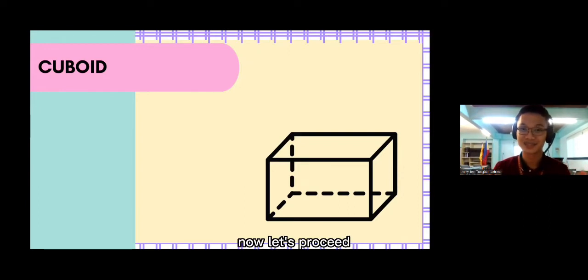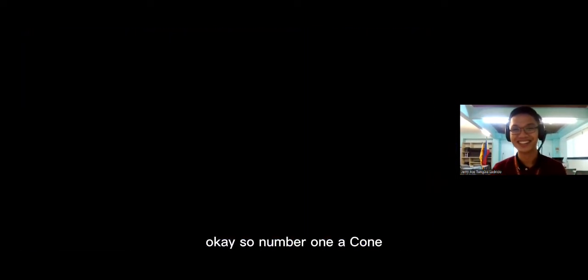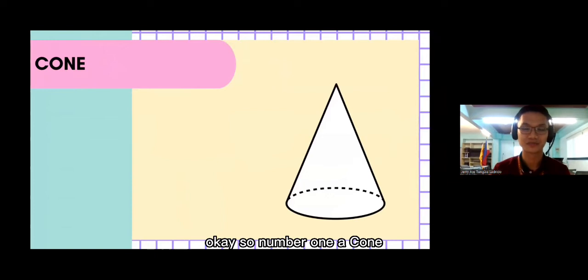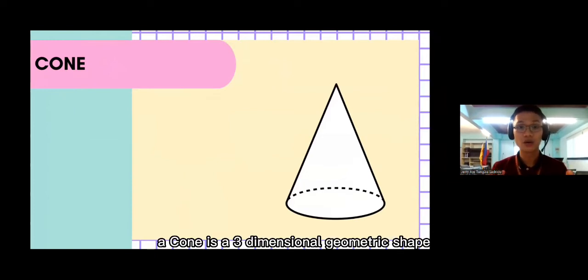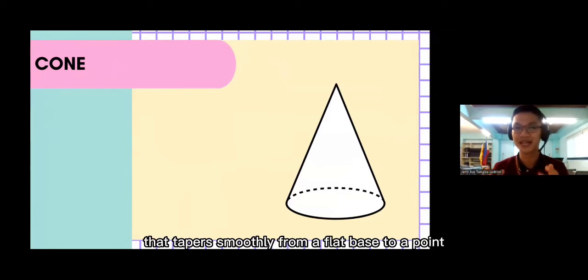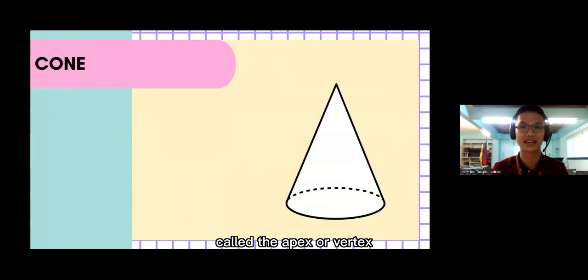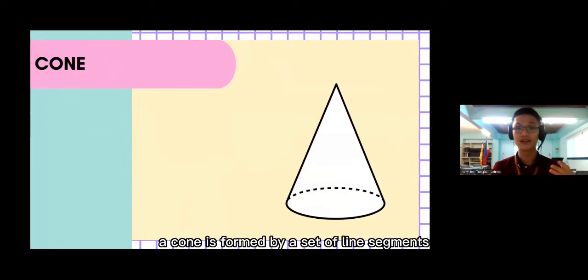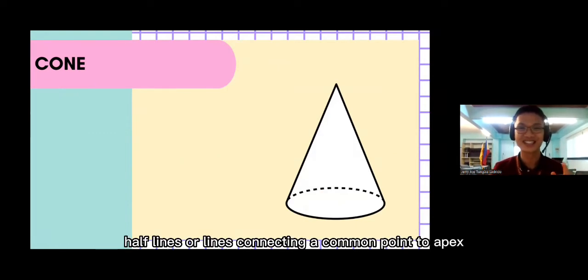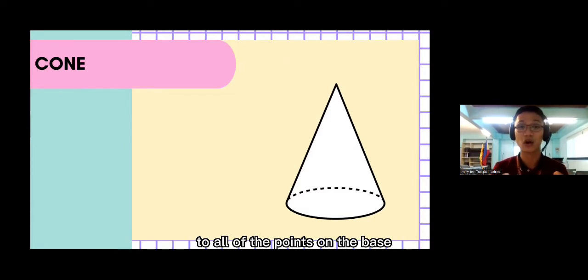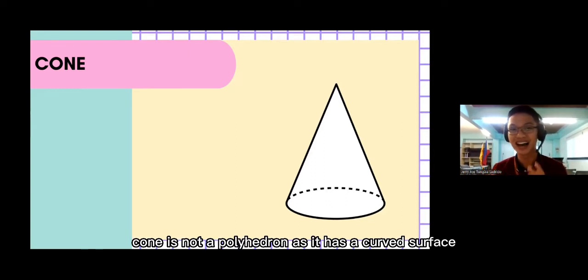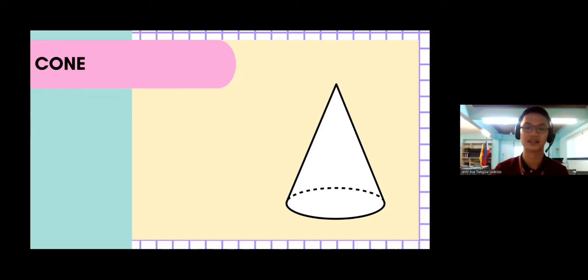Now, let's proceed with different examples of non-polyhedra. Okay, so number 1, a cone. A cone is a 3-dimensional geometric shape that tapers smoothly from a flat base to a point called the apex or vertex. A cone is formed by a set of line segments, half lines or lines connecting a common point, the apex, to all of the points on the base that is in a plane that does not contain the apex. Cone is not a polyhedron as it has a curved surface, okay?